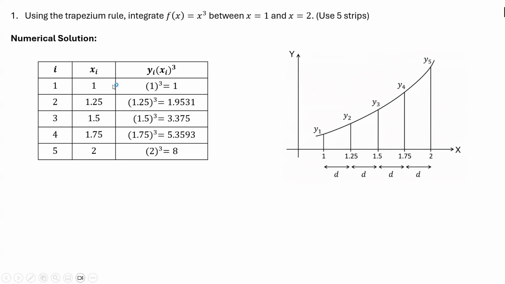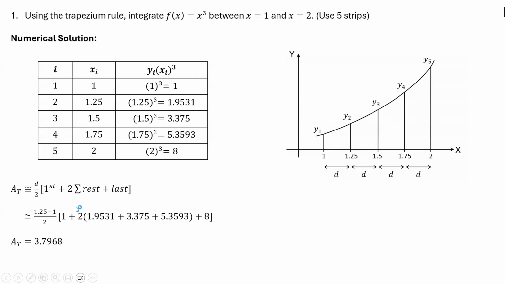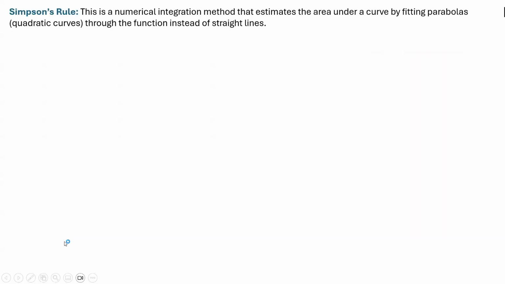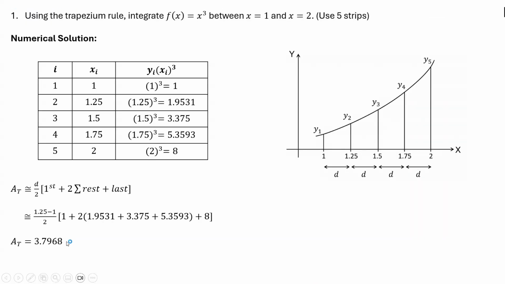So if we put the values of xi into the equation, we get all our values. And if we put the values into the total equation, we get 3.7968. One thing to say is we got our analytical solution from our previous slide, which was 3.75. So the result goes higher in this rule, which is 3.7968.